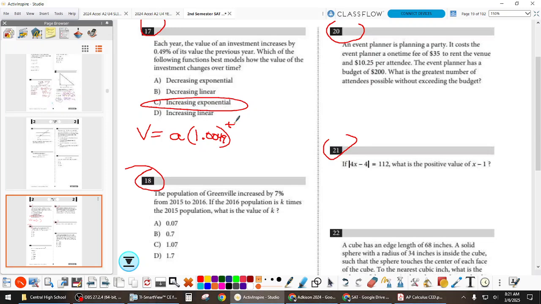All right, planning a party, and this person pays $35 to rent the venue, and then $10.25 per attendee. So what is the greatest number of attendees? How do we do that? For $200, it essentially becomes this. Take off the 35 you have to pay right up front, and then divide by $10.25. And then what is that? 16 guests. Okay. So they have 0.01 guests.